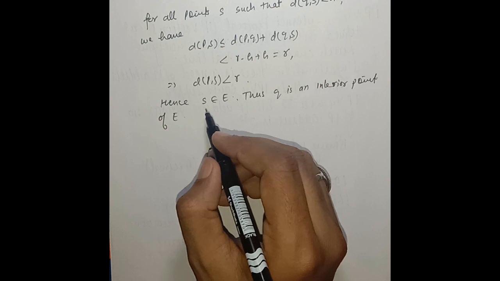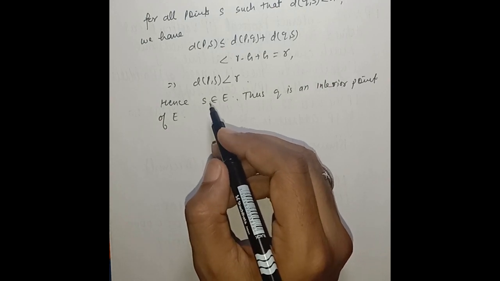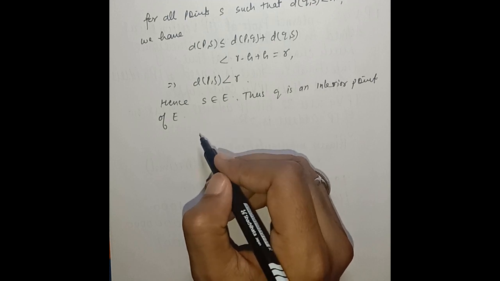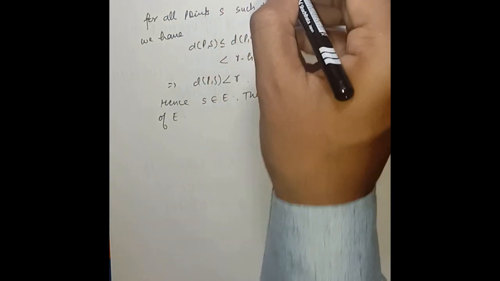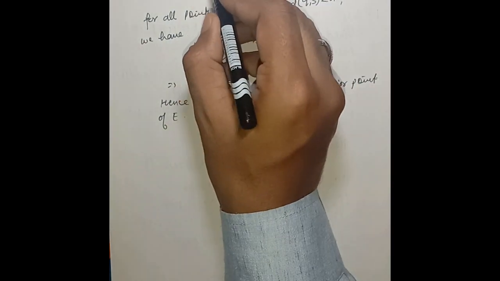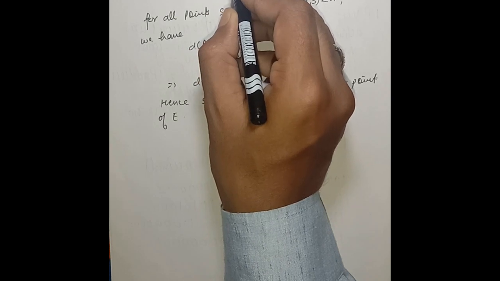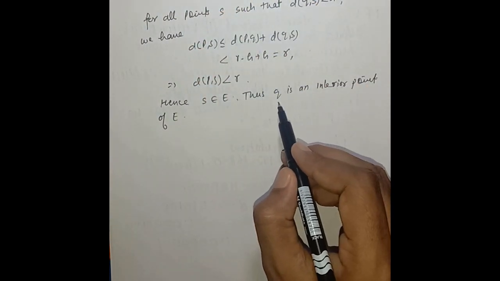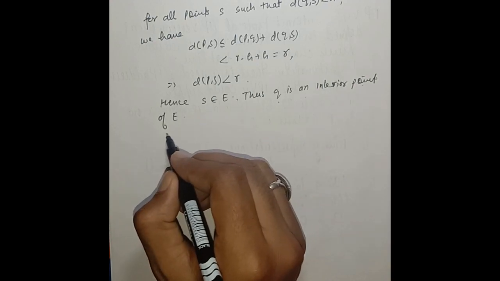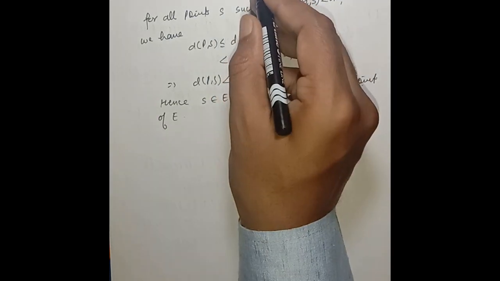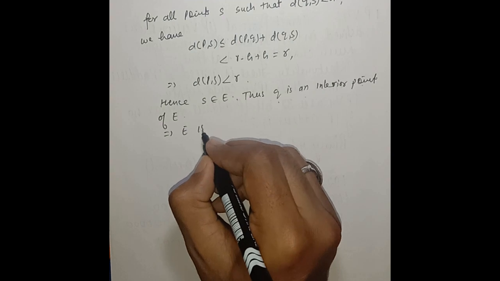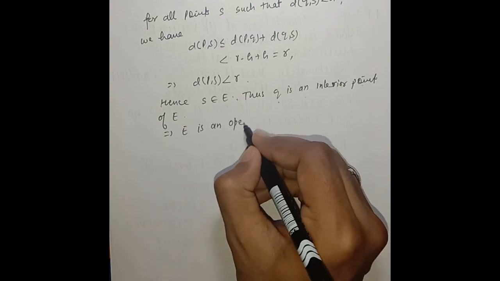Since we know that a set is called open if every point of that set is an interior point, so we have a neighborhood denoted by E. If we take a point Q in the set E and we have proved this Q is an interior point of E, this implies we can say that E is open. This implies E is an open set.